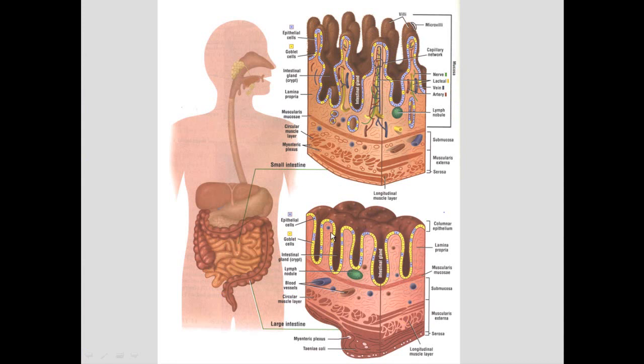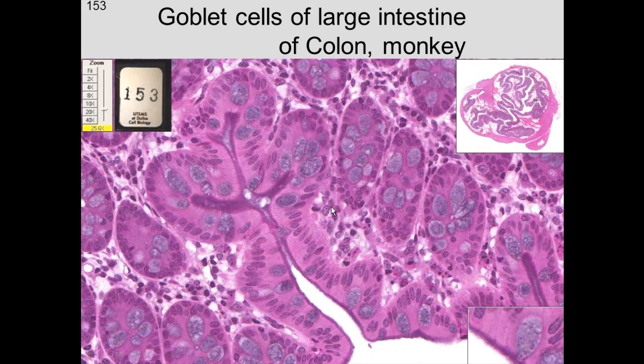Now if we look at the large intestine, we can see that you also have intestinal absorptive cells, but you have a higher concentration of goblet cells. Also, you don't have villi, you just have intestinal crypts. So here we see the brush border on the intestinal absorptive cell.